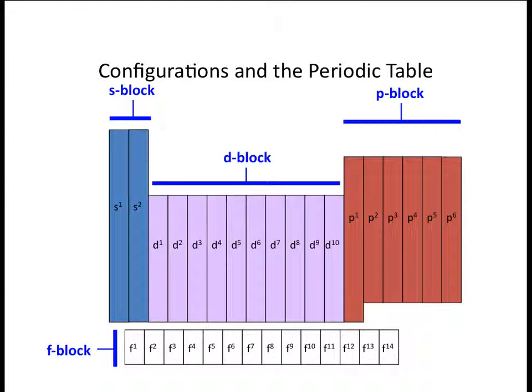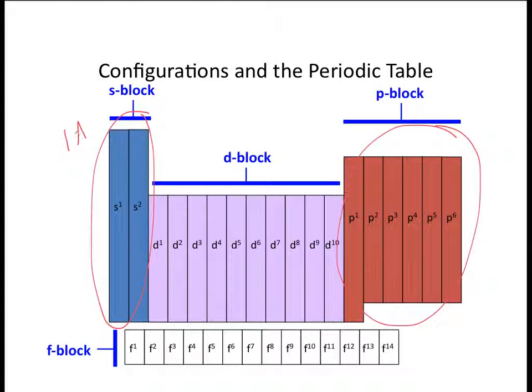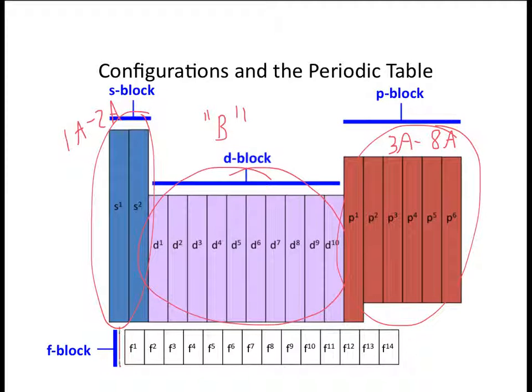Remember that the periodic table can be broken down into the S block, which is groups 1A and 2A, the P block, which is groups 3A through 8A, the D block, which is the group B metals, and the F block, which would be the inner transition metals underneath the table. Remember, the maximum number of electrons in the S orbital would be 2. The maximum in the P orbitals would be 6 total. The maximum in the D orbitals will be 10 total. And the maximum in the F orbitals will be 14 total.